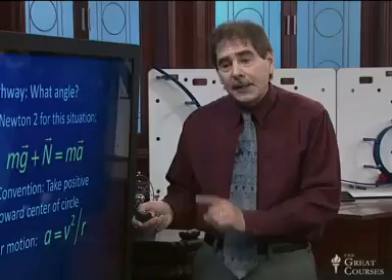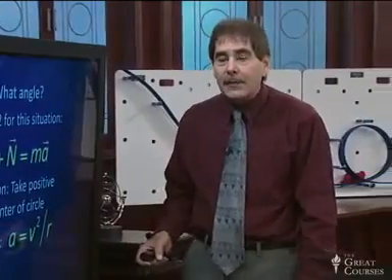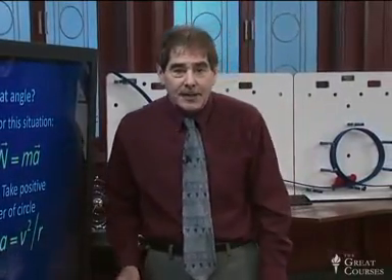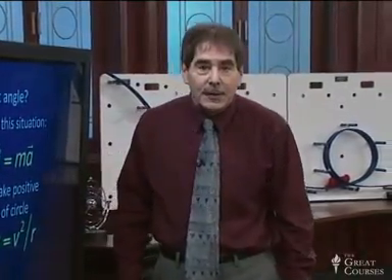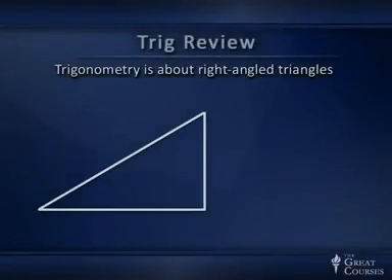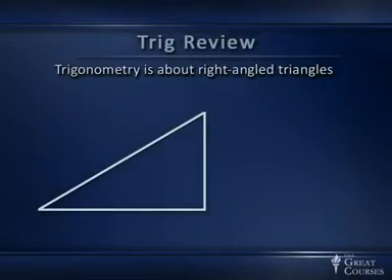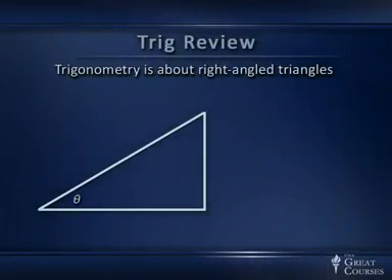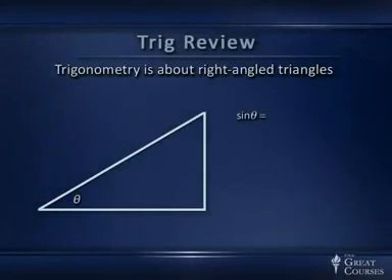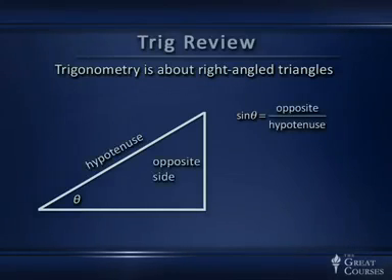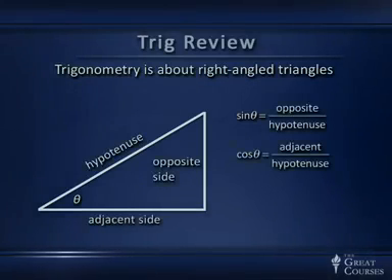So there we are. And now let's pause and take a brief look at trigonometry as I outlined much earlier in the course. Here's a review of trigonometry. Remember, it's about right-angled triangles. So if we have a right-angled triangle with some angle theta, the sine of that angle is defined as the opposite side over the hypotenuse. The cosine of the angle is defined as the adjacent side over the hypotenuse.